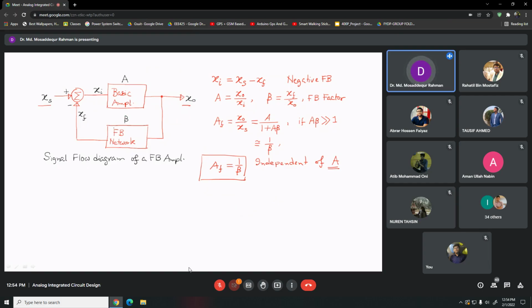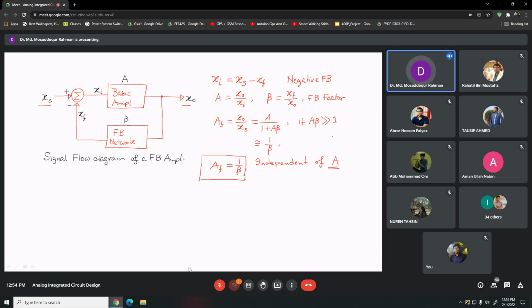But the feedback factor is mostly made of resistive elements, resistors, and resistor values do not change that much, right? Very little change with temperature, and that is negligible. That doesn't affect the overall output. So we can have quite stable and predictable gain for the amplifier.